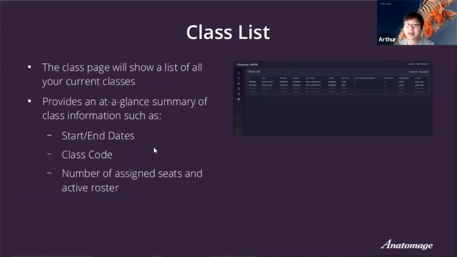And then moving on to the class list. The class list is where you're going to be creating and managing all of your classes. When you first open up the class list page, it's going to give you a summary page of all your classes: each class name, start and end dates, the class code, and the roster for each one.